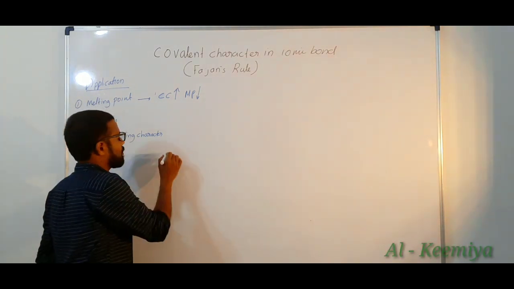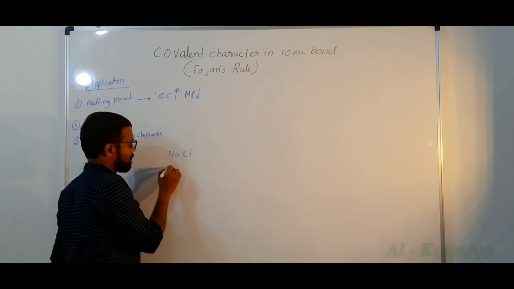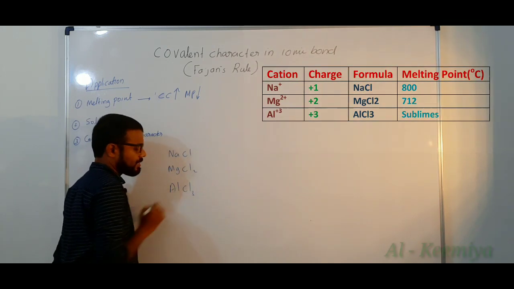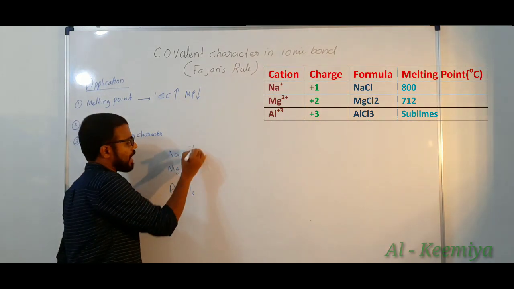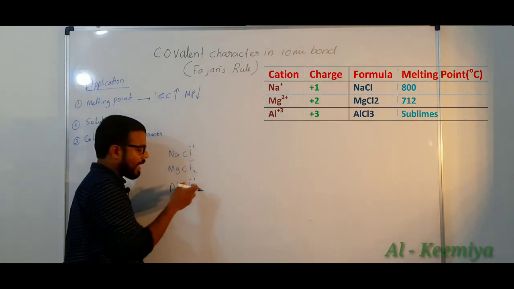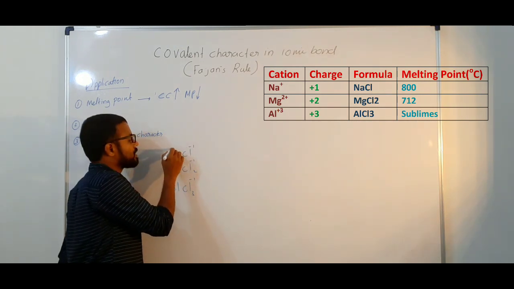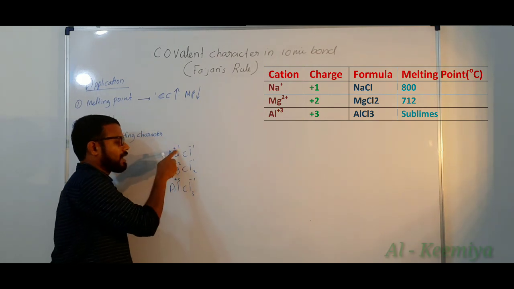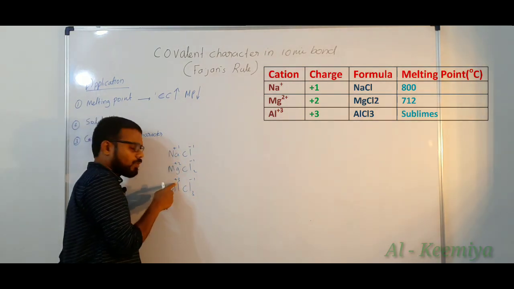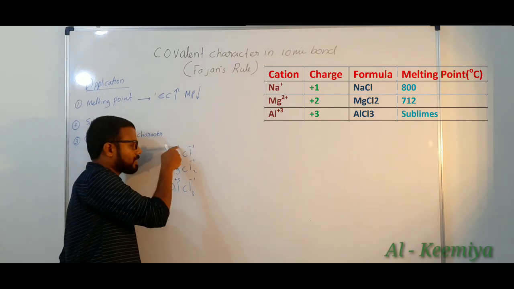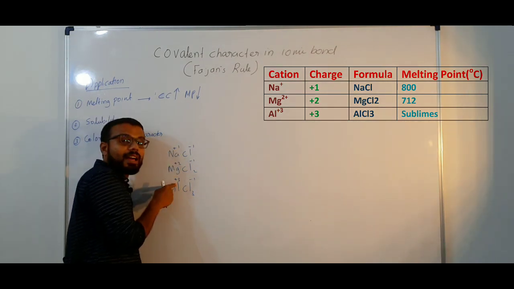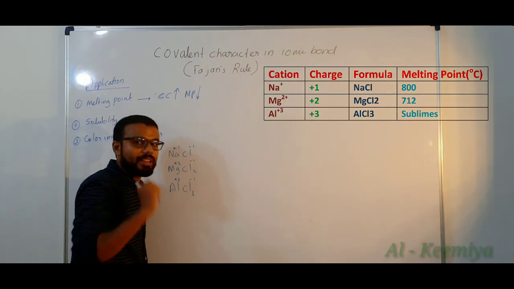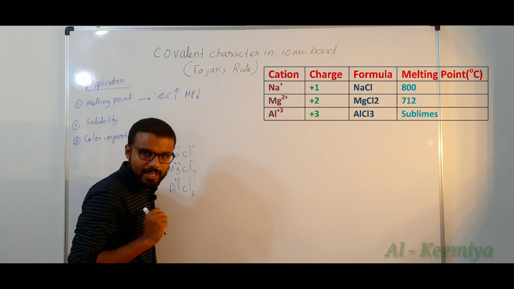Okay, we can have some example. NaCl, MgCl2, AlCl3. In all these cases, anion is what? Same. Anion charge is also same. So we can check by cation, Mg2 plus, Al3 plus. See, sodium plus 1, plus 2, plus 3. That means when we check, we can see aluminum have higher the charge. Higher the charge, higher the polarizing power, higher the covalent character.